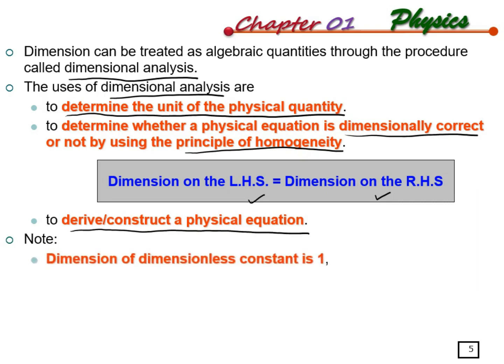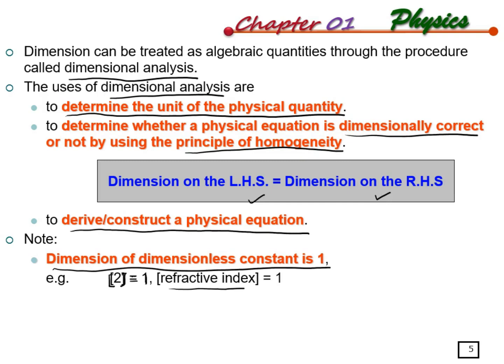Okay, note here, the dimension of a dimensionless constant is 1. Okay, if you have a number, let's say 2/9, so the dimension of the dimensionless constant is equal to 1. So the dimension of 2 is equal to 1. Or another example is the refractive index. The refractive index that we know just has a number. So its dimension is equal to 1.